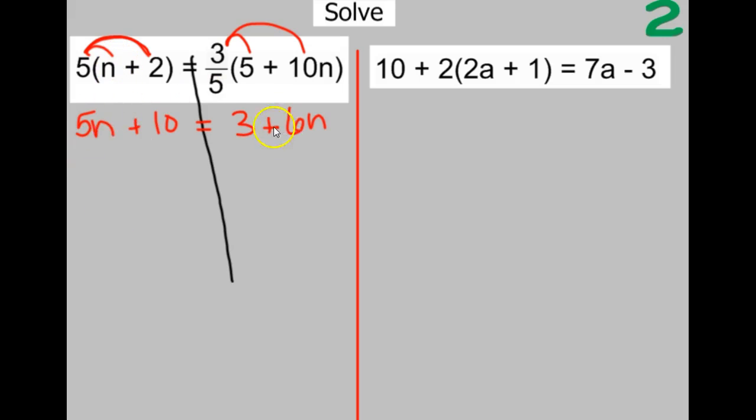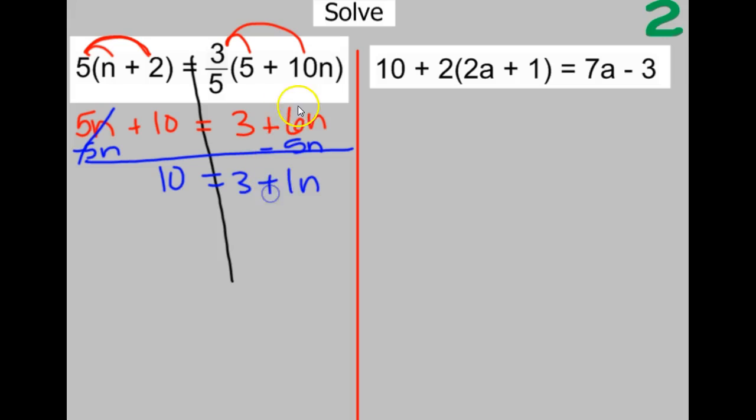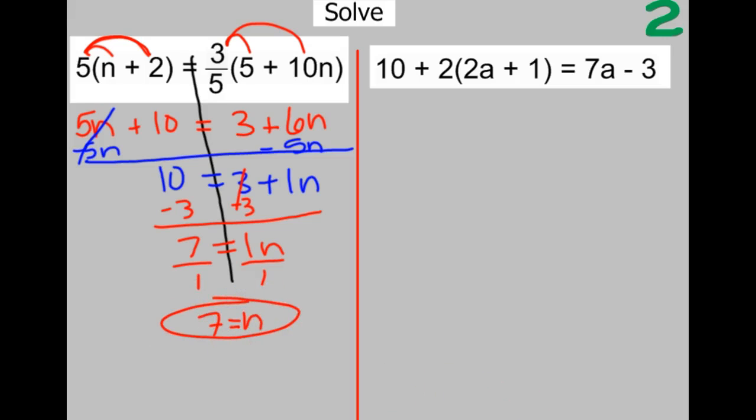Then we need to get all of our letters on the same side. There's more here, so let's move the one that's smaller. Subtract 5n. Those are gone. We have 10 equals 3 plus 1n. 6 minus 5 is a positive 1. And then we need all the numbers on the same side, so we're going to subtract 3. 10 minus 3 is 7, and we have 1n, or just n. If we divide by 1, 7 divided by 1 is still 7.